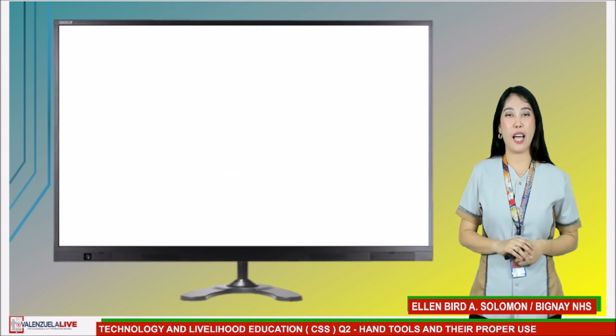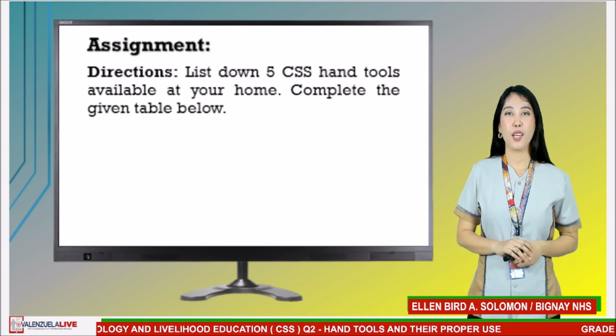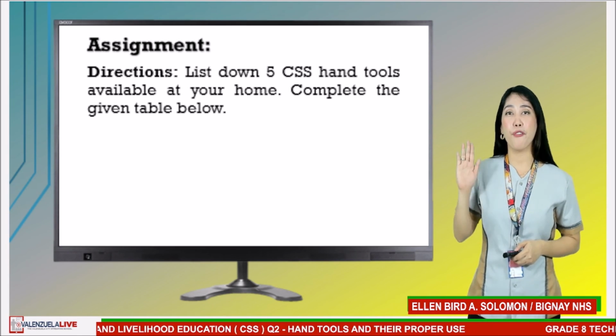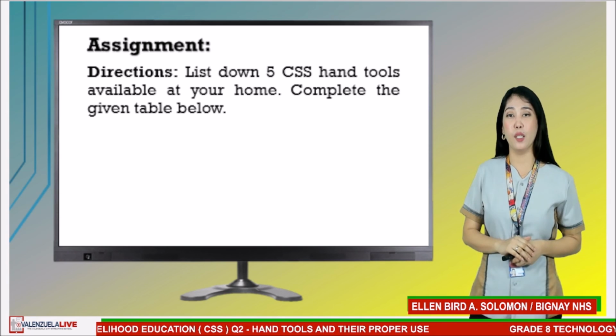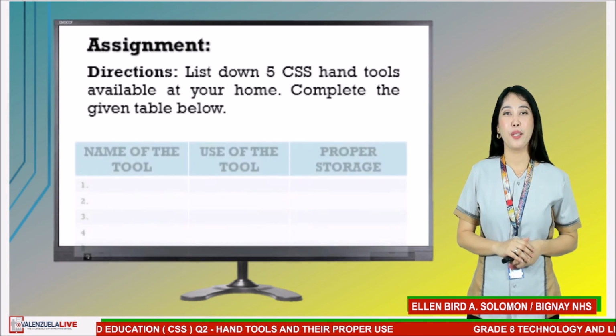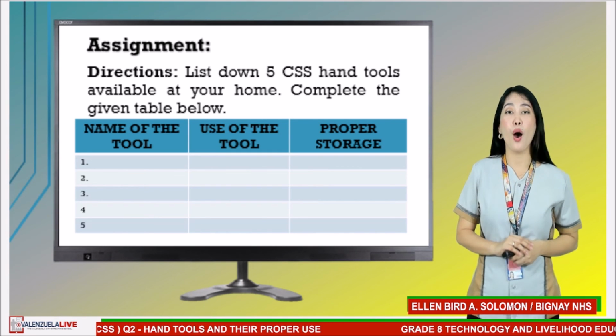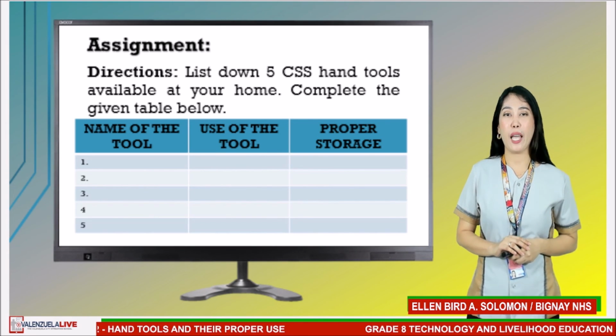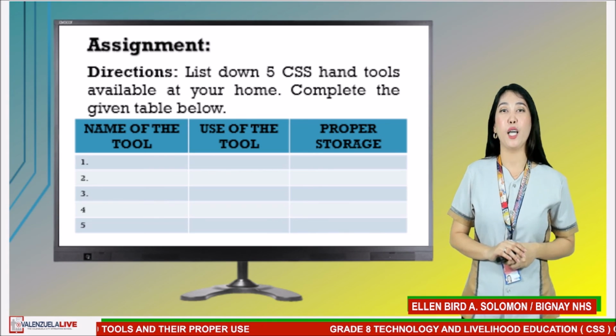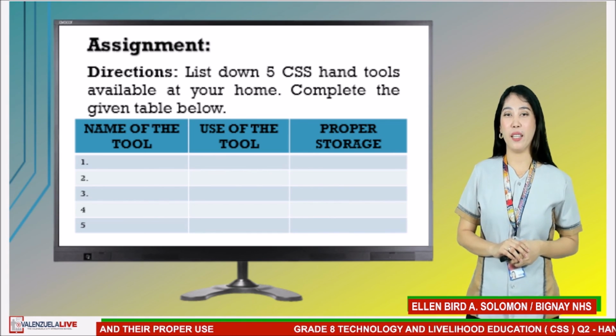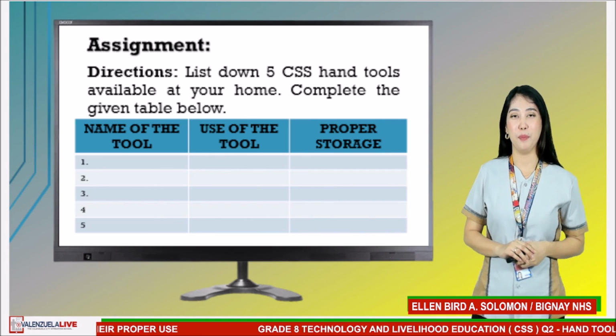And for your assignment, you're going to list down 5 CSS hand tools available at your home. Complete the table below by providing the use or uses of each tool and how to properly store them. Copy and answer it in your notebook.